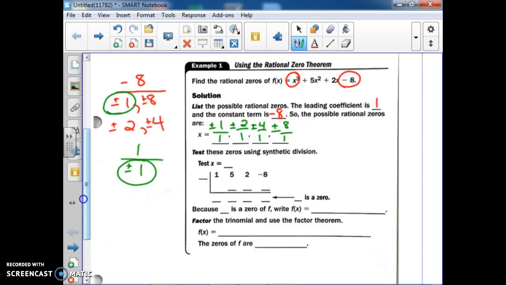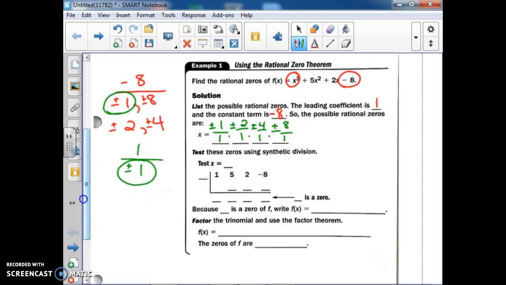All right, so usually after you list all the possible rational zeros, they'll ask you to test some to find out what the zeros are. So you can test them using synthetic division or long division, or you can test them by using your calculator. Okay, so we'll do synthetic division with this one because it's easy enough. But on the next example, I'm going to show you how you can test it in your calculator.